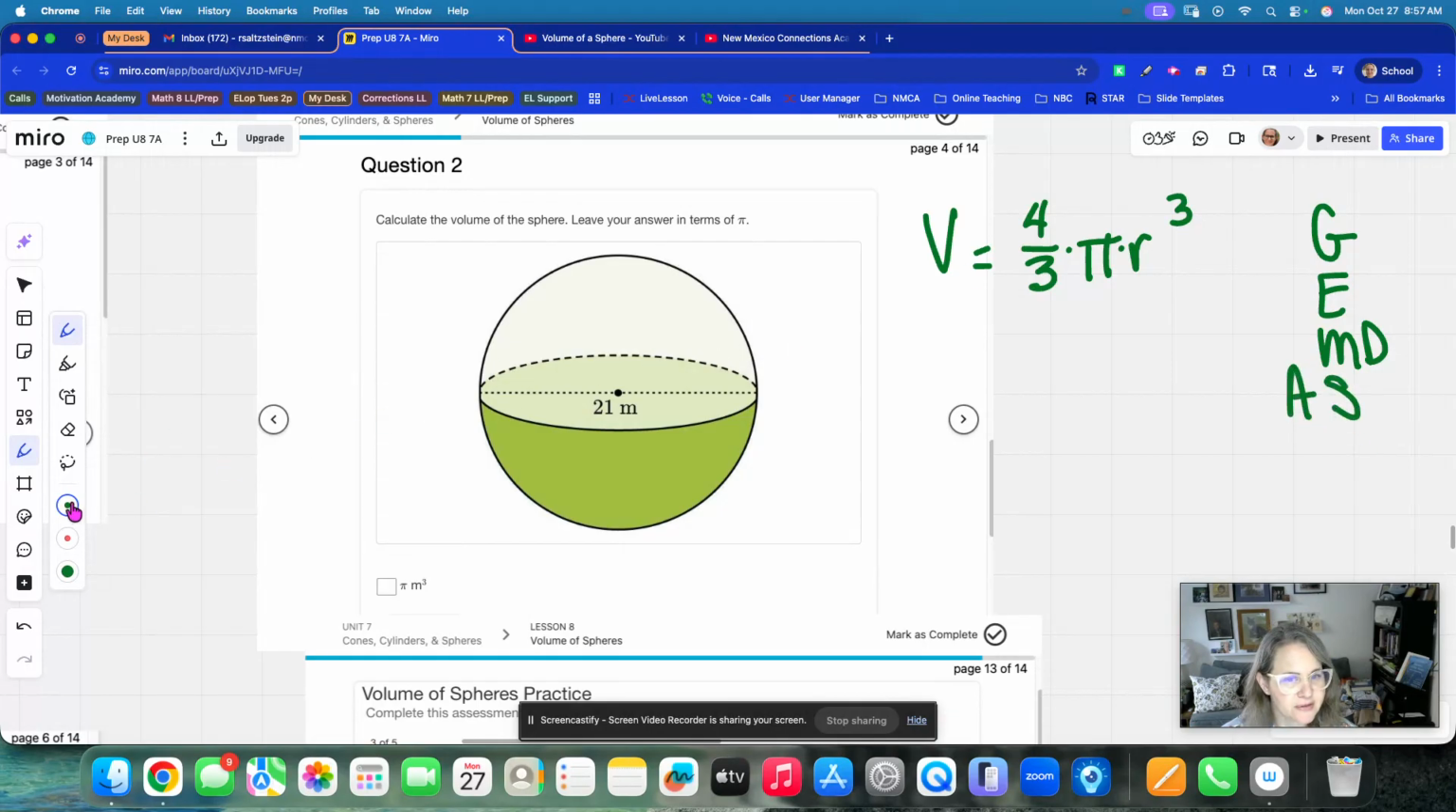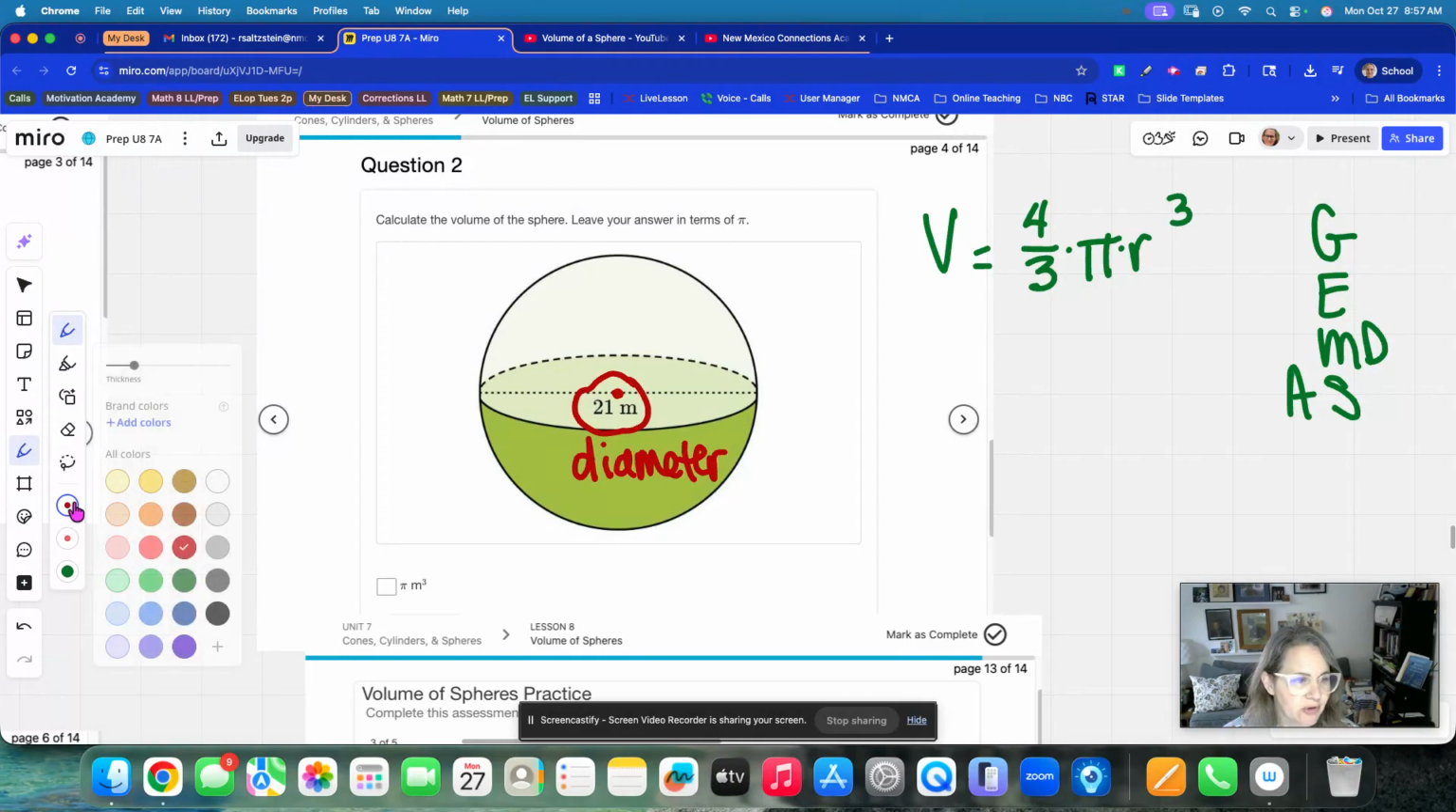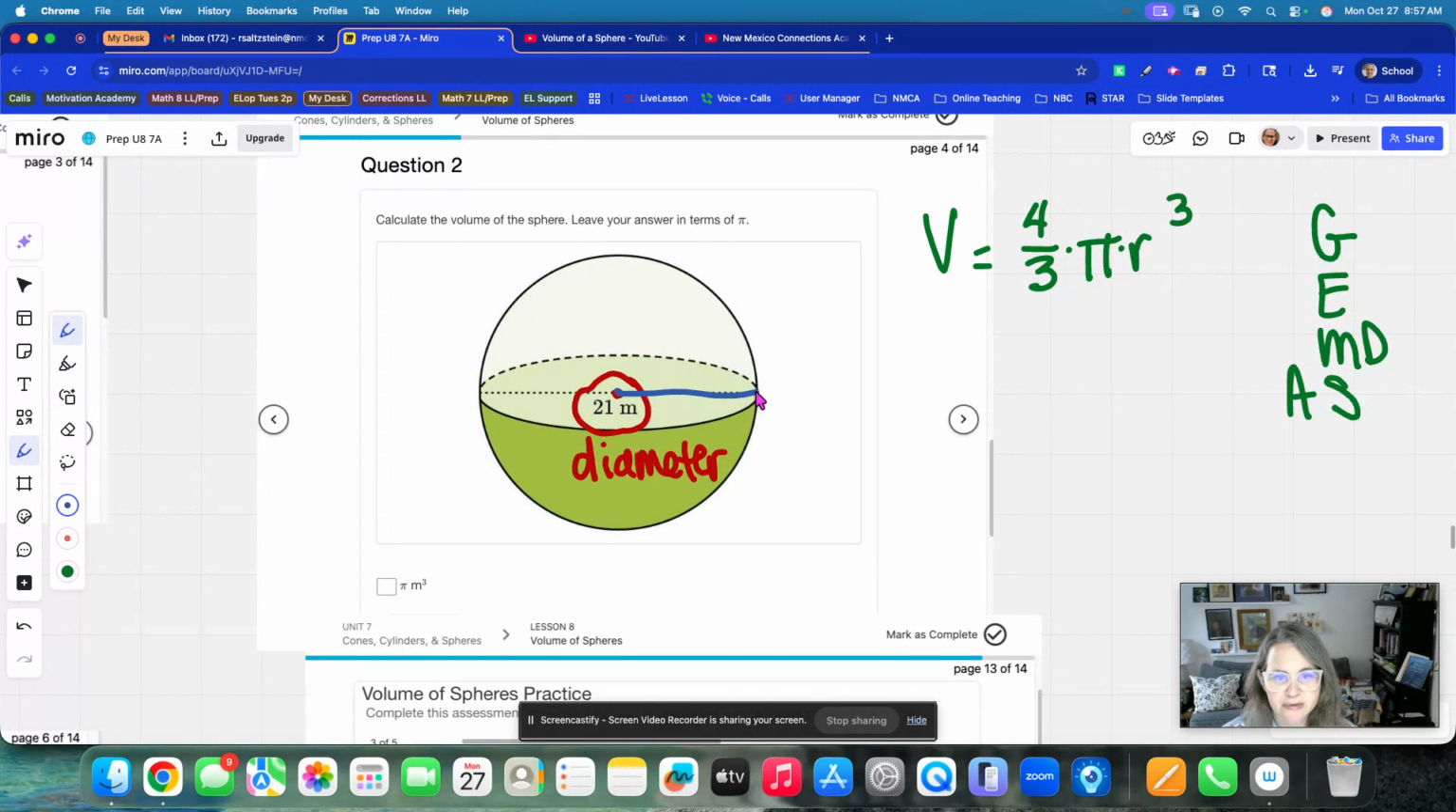All right, and so for this one, whenever they label a number like right over the center, this is the diameter. Just remember that if you're given the diameter, this formula requires that we know the radius. So you're just going to divide that by 2. 21 divided by 2 will be 10.5. So I'm going to put 10.5 in for the radius.